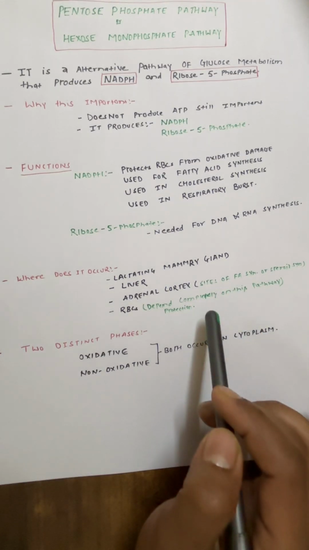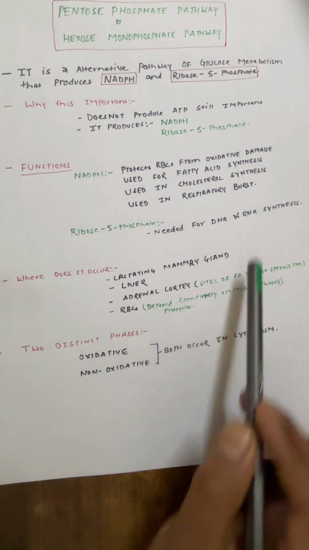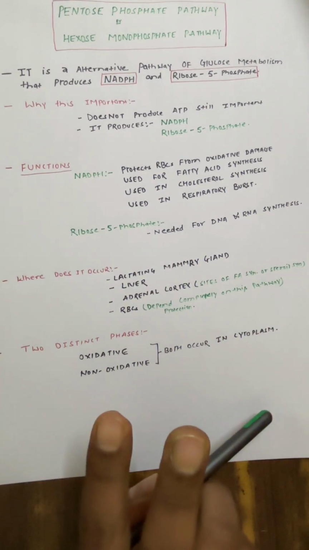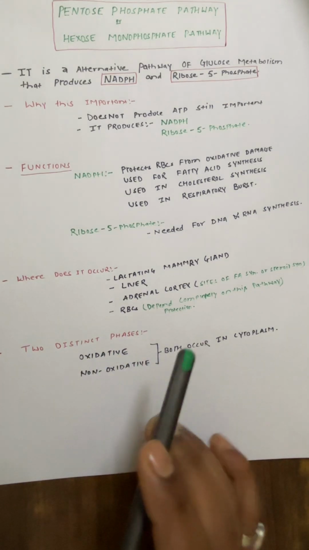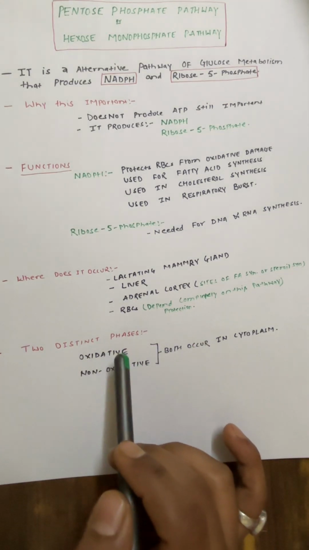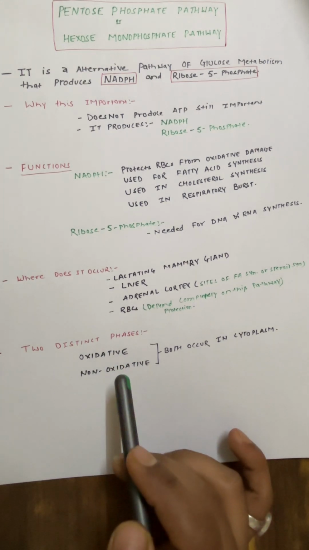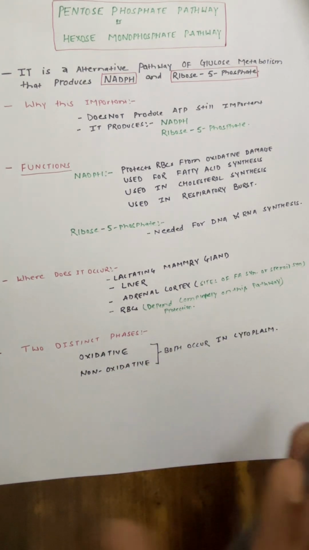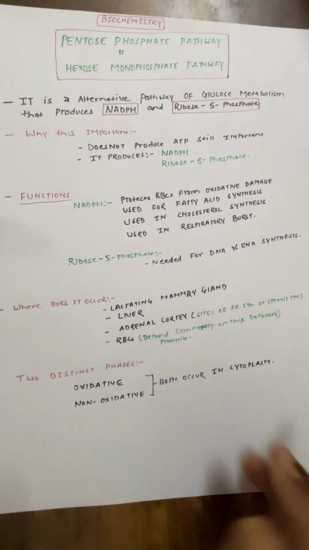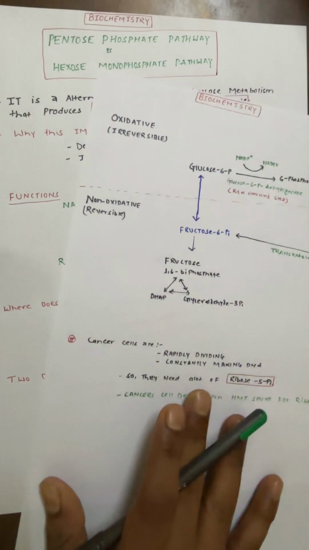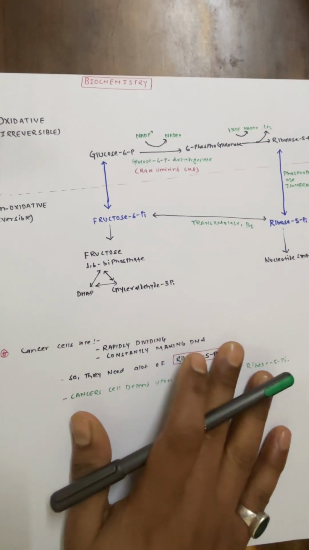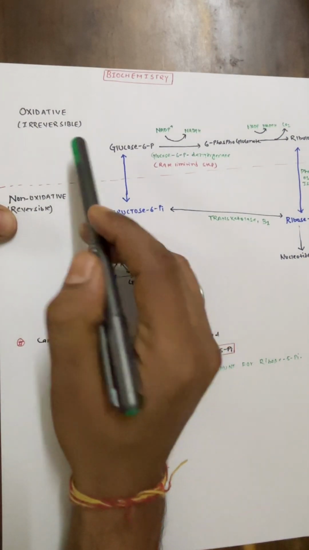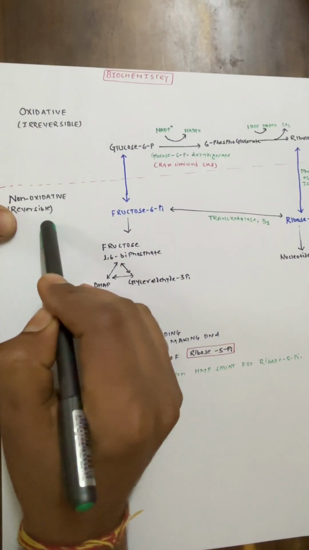Now this HMP Shunt has two distinct phases. One is oxidative and one is non-oxidative. The oxidative pathway is irreversible and the non-oxidative pathway is reversible. Both occur in the cytoplasm. Now we'll discuss the pathway. While talking about the pathway of HMP Shunt, one is oxidative and one is non-oxidative, the oxidative is irreversible and the non-oxidative is reversible.